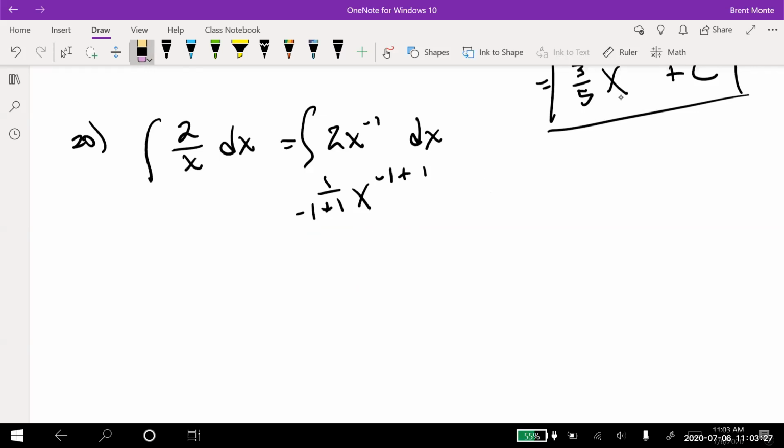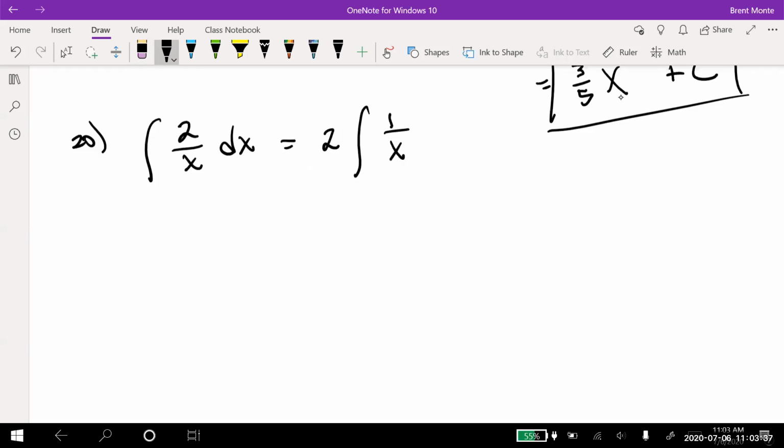Let's erase all that. That's actually that other property I showed you. Remember, we're going to use 2 properties here. One, let's pull out the 2. It's a constant multiple. And then think, what has the derivative of 1 over x? The ln function. So it's really 2 ln of absolute value of x plus c, done.